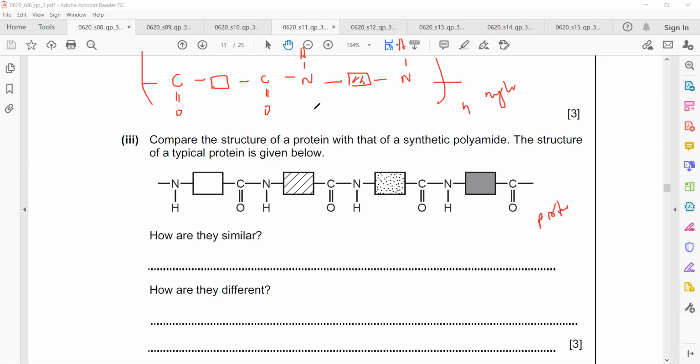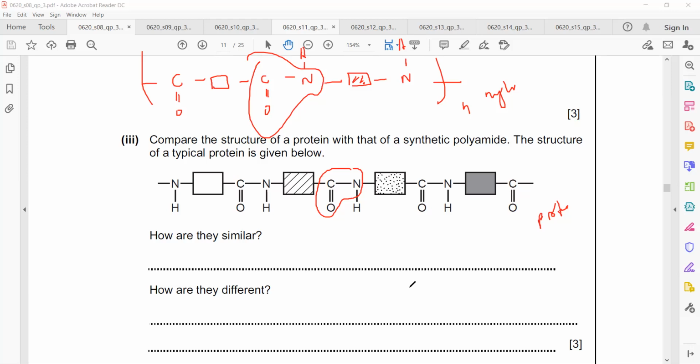The question is how these two structures are similar to each other. Both have the same amide linkage, the same type of bond, amide or peptide linkage. As you can see, C double bonded with O and N, and C double bonded with O and N. So both have amide or peptide linkage. That's a similarity. And both are formed by condensation polymerization.